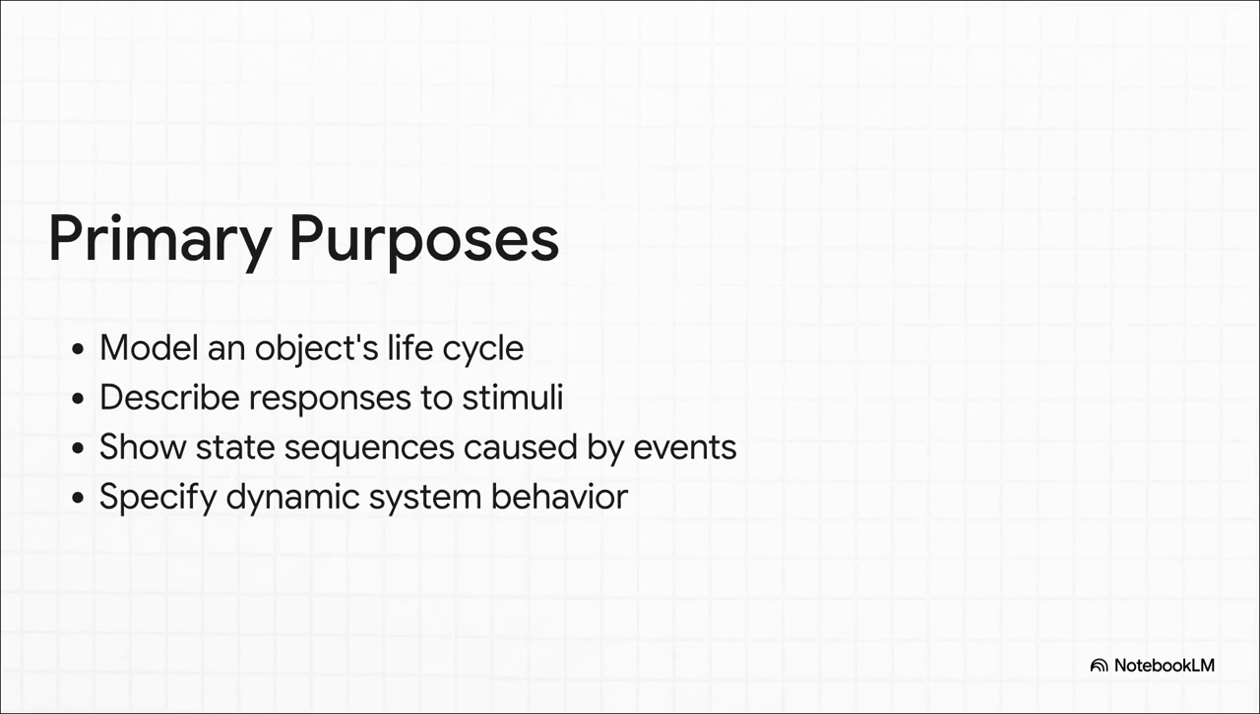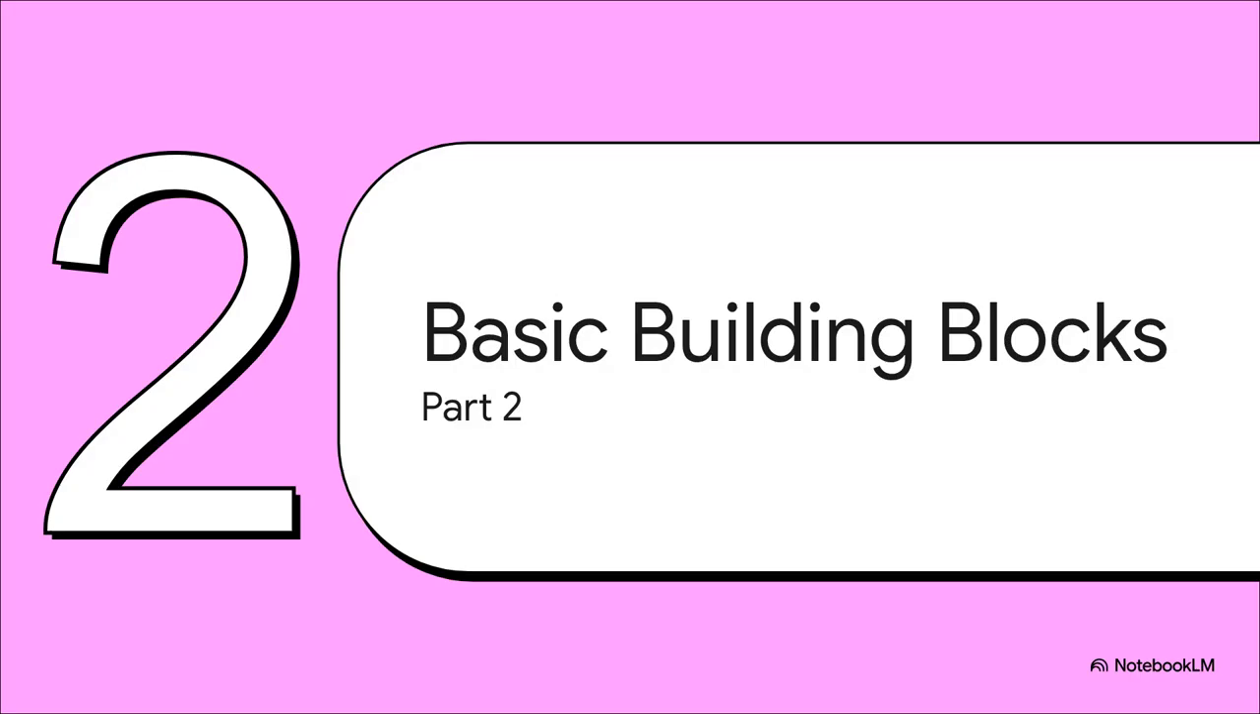Okay, so it's a behavior map for an object. Exactly. You nailed it. It gives developers a crystal clear way to understand and describe how objects are supposed to react to, well, pretty much anything that happens, whether it's a user clicking a button or a signal from another part of the system.